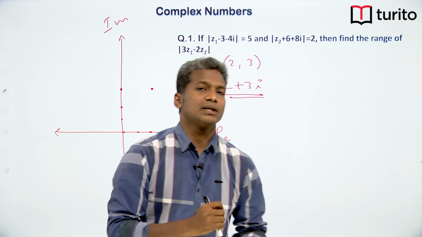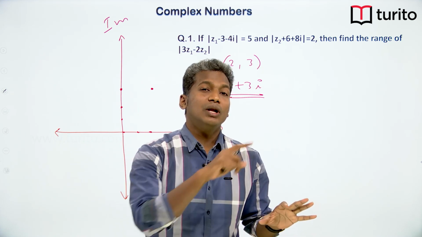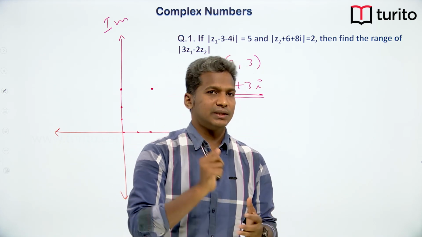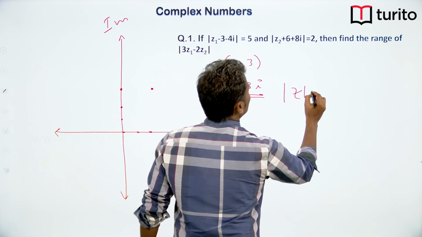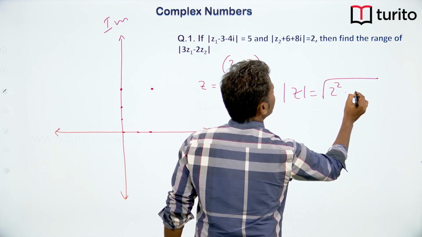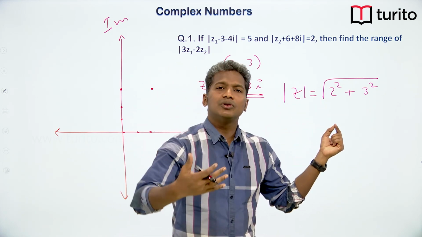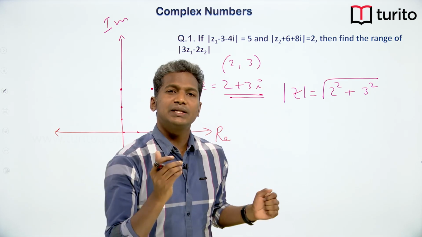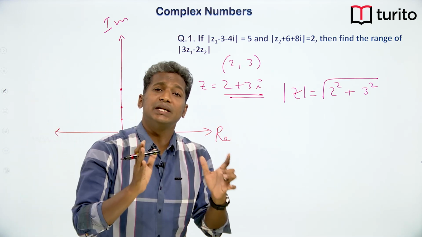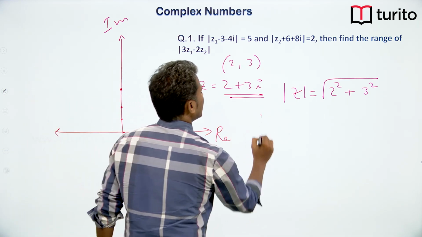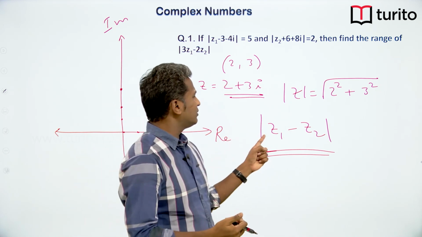Now what is mod z? Mod z represents distance. On the Argand plane, mod z represents distance. Algebraically, mod z is a non-negative number. How do we get mod z? Mod z is the root of real part square plus imaginary part square. All the outputs that come out of a square root are always non-negative, so mod z is always a non-negative number. But here on the Argand plane, mod z represents the distance of z from the origin. Now, if I take mod of z1 minus z2, then it is the distance of z1 from z2.